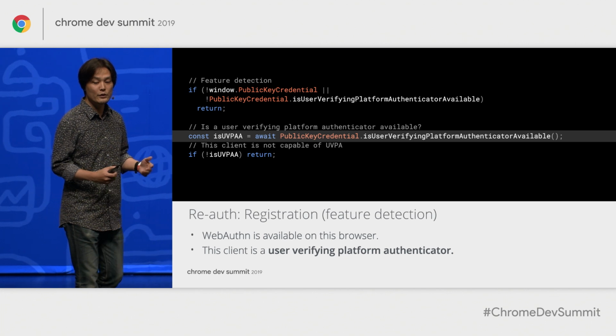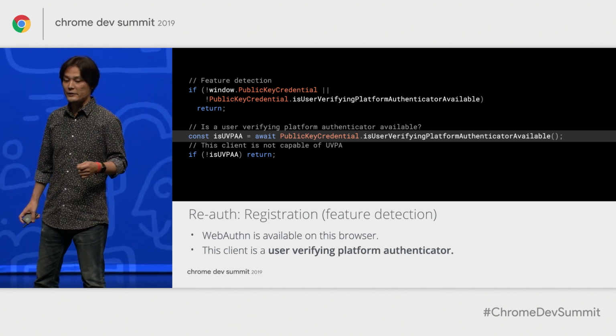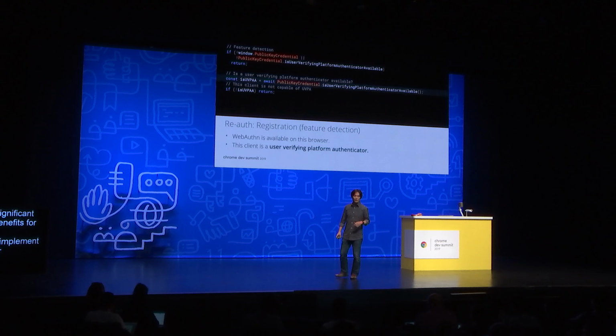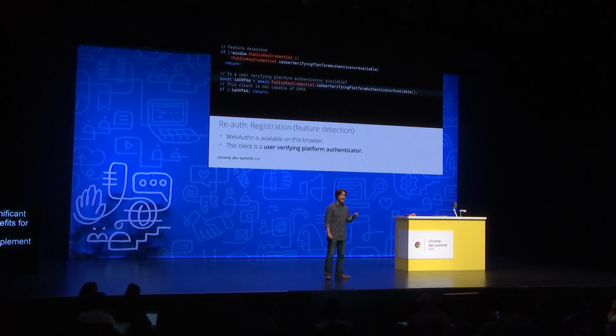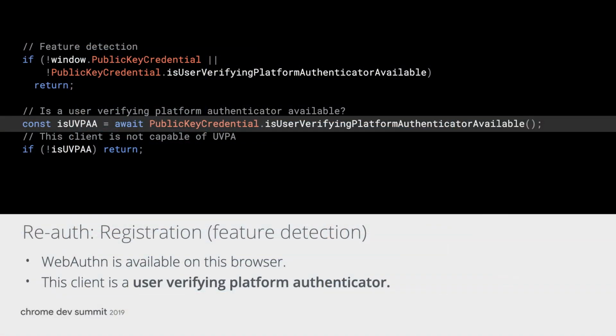And here's how to implement this feature on your website. After feature detection, check if a user has a local, user verifying platform authenticator using a function called isUserVerifyingPlatformAuthenticatorAvailable. That is a very long function name. I believe this is one of the longest function names in browser API. But anyway, with this check, you ensure that the user's environment is capable of the re-auth user experience you are about to perform.